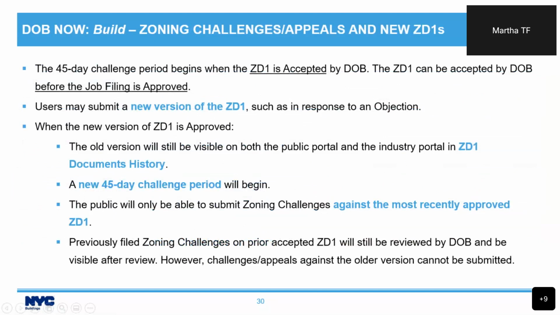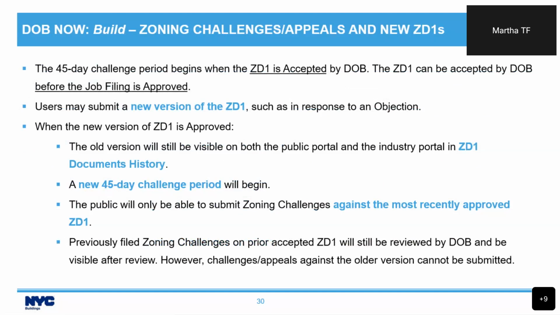So let me talk very quickly about some of the rules. The 45-day challenge period, which we talked about before, begins when the ZD1 is accepted by DOB. Now, it's important to note the ZD1 can be accepted by DOB before the job filing is approved.